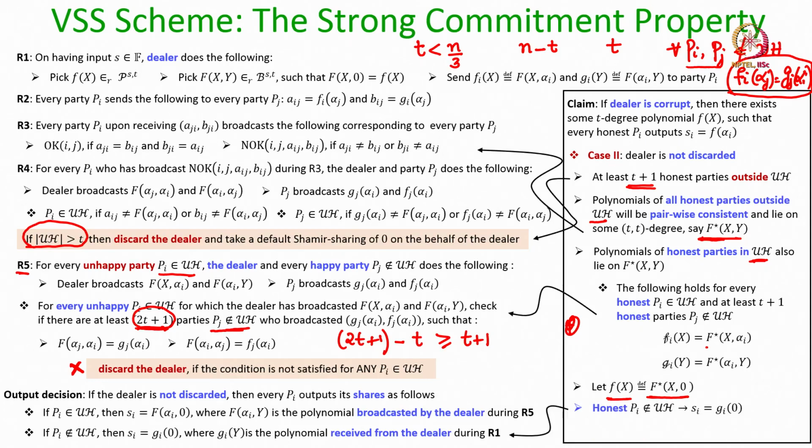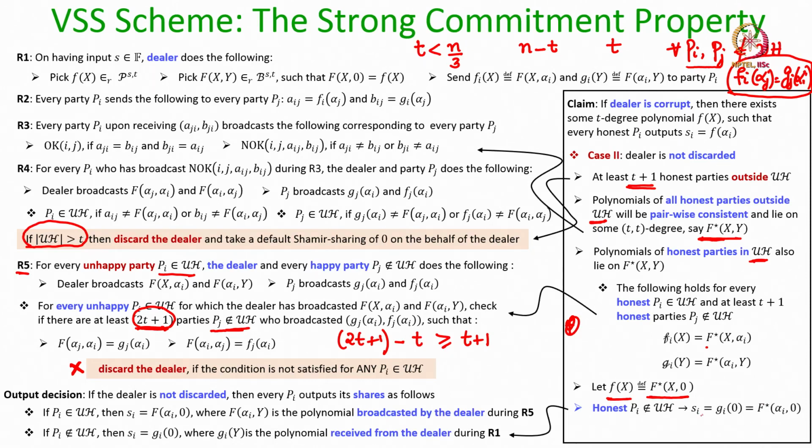Now, what exactly are the shares of the honest parties? Well, it depends upon whether the honest party pi is in the unhappy set or whether it is outside the unhappy set. If it is outside the unhappy set, then it will stick to its column polynomial and output the constant term of that column polynomial as its share. But we have already argued that such a column polynomial gi of y is nothing but f star of alpha i, y, because we have already argued that all the column polynomials and row polynomials of the honest parties lie on f star of x, y.